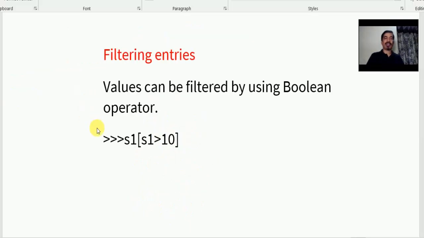There are so many ways to display the elements of a series. Another way is filtering a series. Values can be filtered by using a Boolean operator. Now here I am giving a condition: print the elements of S1 only where S1 is greater than 10. Now let us see how it works.